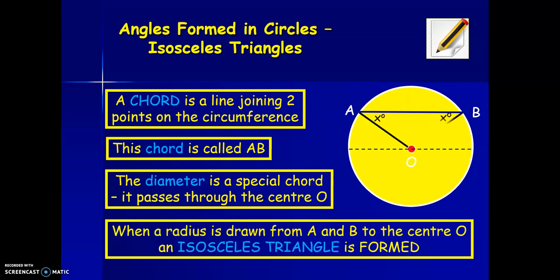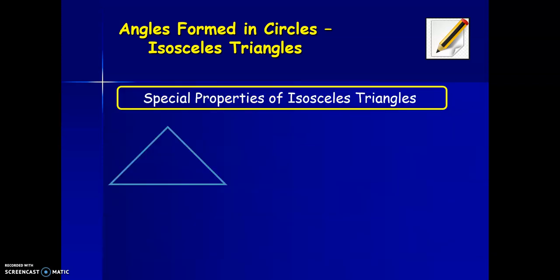Now, if we draw a radius from point A and point B to the centre, we can see that an isosceles triangle is formed. So let's remind ourselves about the special properties of an isosceles triangle. So an isosceles triangle has two equal lengths, so two equal sides, and also two equal angles. Those angles will be at the end of the equal sides. So as I described earlier, the elbows, if you like, of the isosceles triangle.